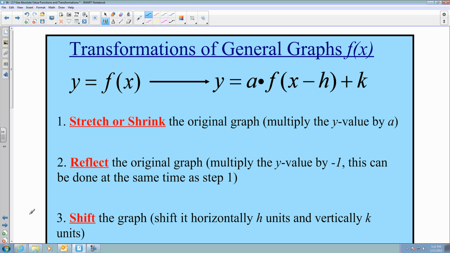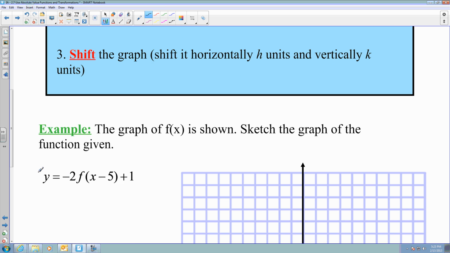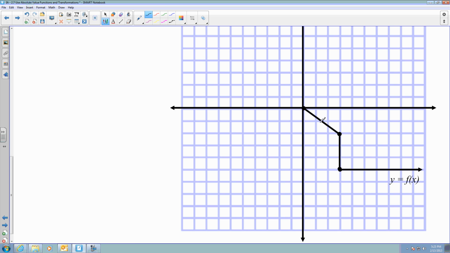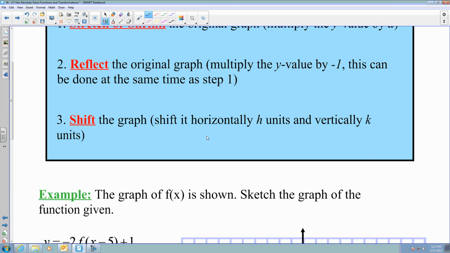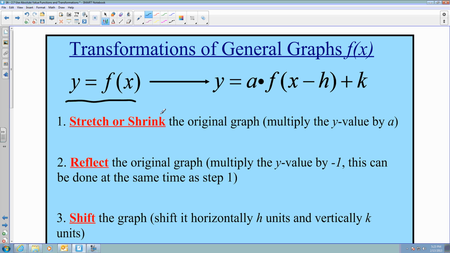Last thing that we're going to talk about is transformations of any type of general graph. Not necessarily absolute value, but it still has the same concepts. You're going to be given a graph y equals f of x. So if you come down here for our example, this is our graph, which is y equals f of x. Then you're going to be given an equation y equals a times f of x minus h plus k.